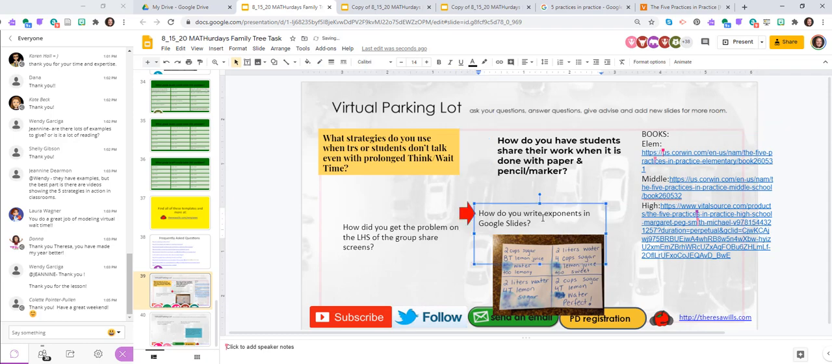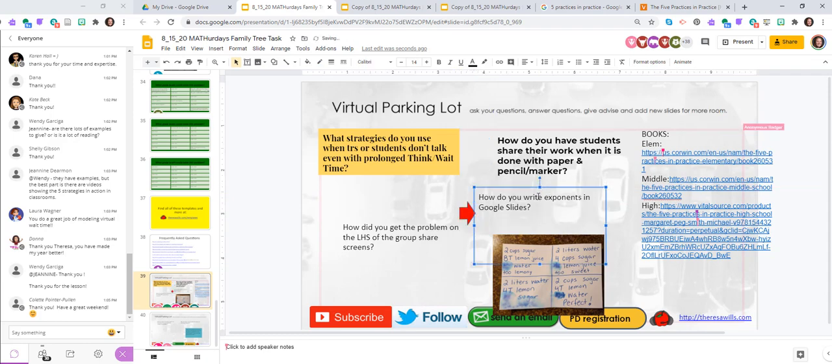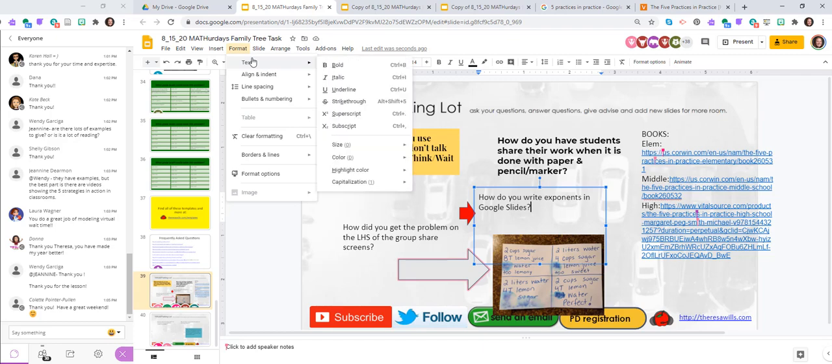For exponents in Google Slides, there's several math type options you could use. I prefer just to go up to Format and Text. You can get your superscript and subscripts up here, and that's under Format, Text. So the superscript goes high, subscript goes low. I also use strikethrough a lot so that students can see that I've taken something away, but I still preserved my mistake.